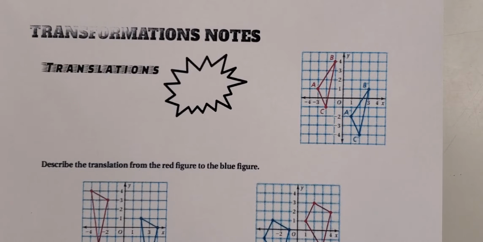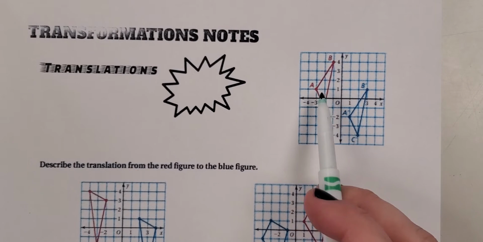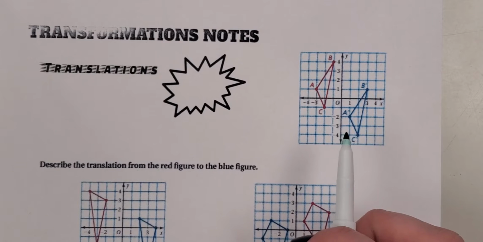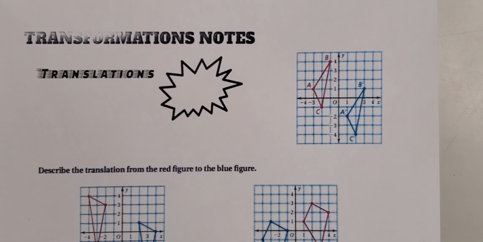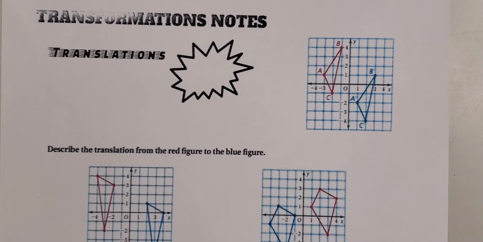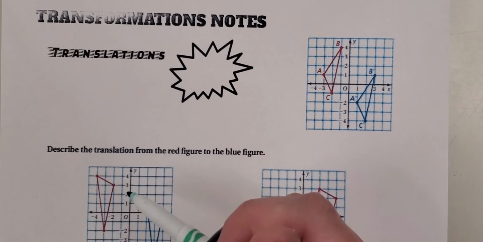We are starting a unit over transformations. So transformations are when we have a coordinate grid and we are moving or manipulating points around that coordinate grid. So there are a total of 4. So you're going to eventually have 4 different videos over this, but the first one is translations.